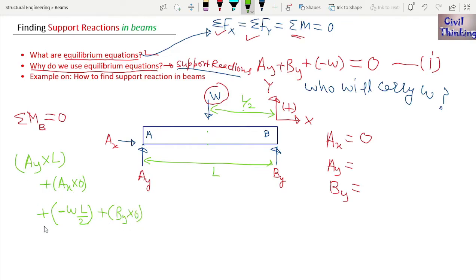Now this is moment due to Ay, this is moment due to Ax, this is moment due to W, this is moment due to By. I have to sum up all of these moments and equate them to 0. By multiplied by 0 is 0, right? So we are left with Ay L, and plus and minus is minus, W L by 2 is equal to 0, right? Now here is L, this will cancel out with this L, so we get Ay minus W by 2 is 0.